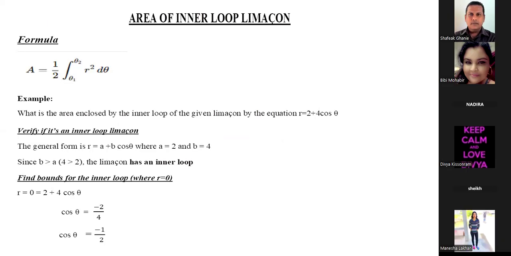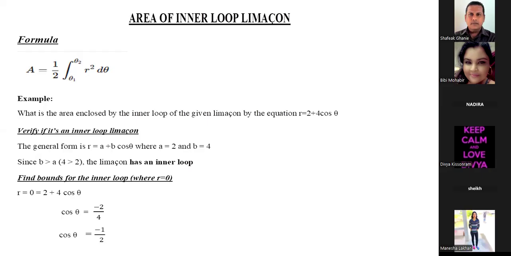So the next thing we're going to move on to is the area of an inner loop limaçon. Now, the formula to find the area of an inner loop limaçon is the area is equal to half the integral of r squared from theta 1 to theta 2 with respect to theta. And we're going to show you an example. What is the area enclosed by the inner loop of the given limaçon by the equation r is equal to 2 plus 4 cos theta?